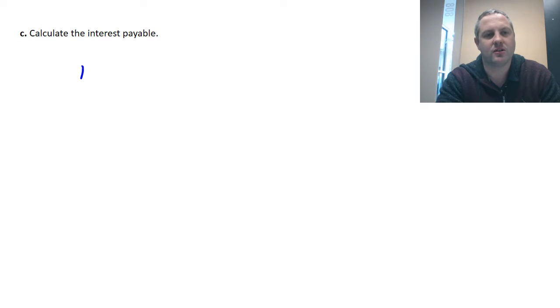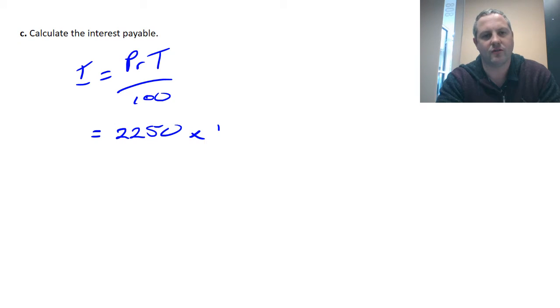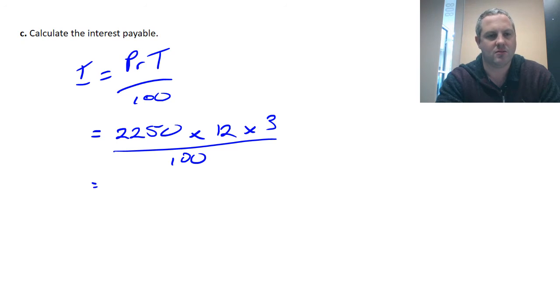Part C, we're going to do the interest payable. So again, we're going to use our interest PRT over 100. Okay, we know that our principal now is 2,250. We've got our rate of 12%, and we're going to put it in as 3 over 100. Okay, for that you're going to end up with $810 for Part C. That's your interest payable.